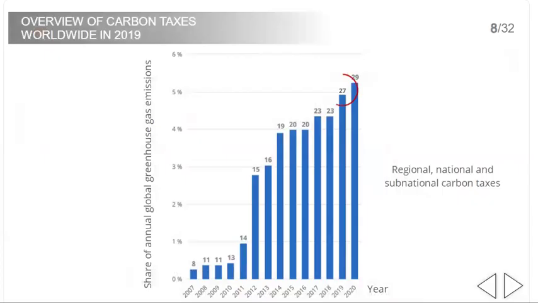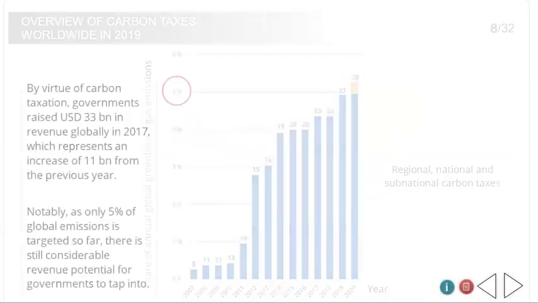Currently, there are 27 carbon taxes in place, with 2 more scheduled to come into force. Altogether, they cover about 5% of annual global greenhouse gas emissions.